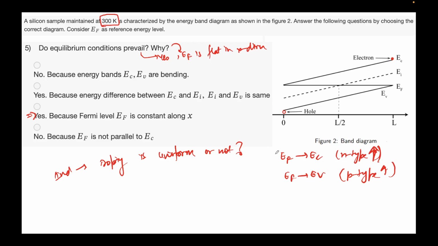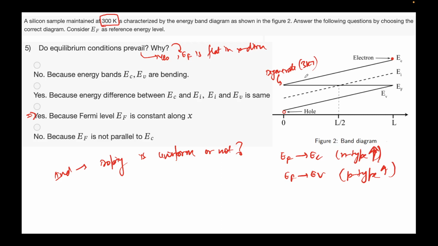It is N type. Why? Because as we see, EF is even touching, so actually here it's a degenerate semiconductor. Remember we talked about the distance of 3 kT. It's touching, so it's not even 3 kT, but it's N type. It's correct. So here it's N type. On the right side, if you see, EF is touching EV, so it's p type.